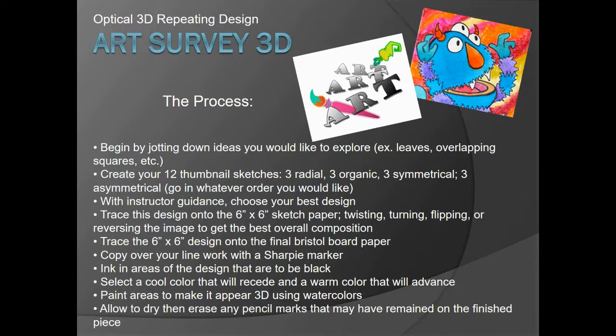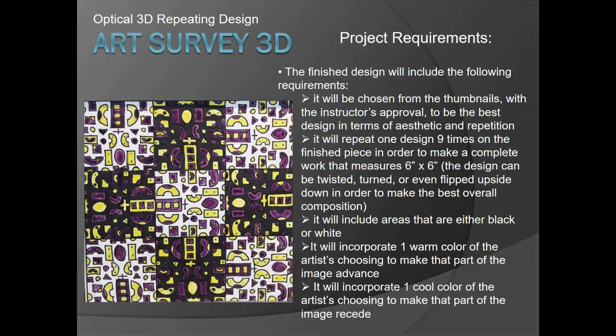And then we're going to use a little bit of color theory to create that illusion of depth. So we're going to be selecting one cool color, either a blue, green, or purple, to go along with one warm color, either red, yellow, or orange, to create that illusion of depth in how our eye perceives color. So your finished project is going to look something similar to this.